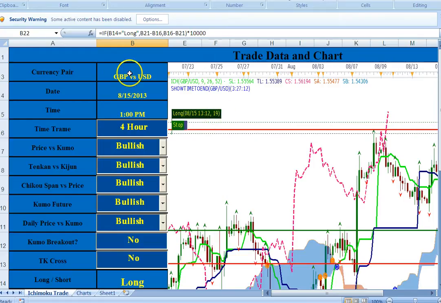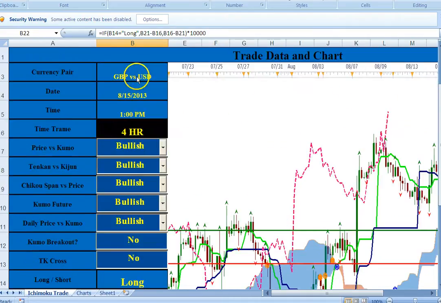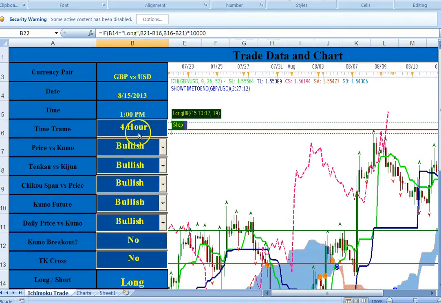So what we have logged here is the currency pair. You have your date and you have your time. I have these set up to open up automatically, with formulas that open this up. And basically, I have combo boxes right here, 4-hour time frame. I have the price versus the Kumo. So is it price above or below the Kumo? So it's above. It's bullish.